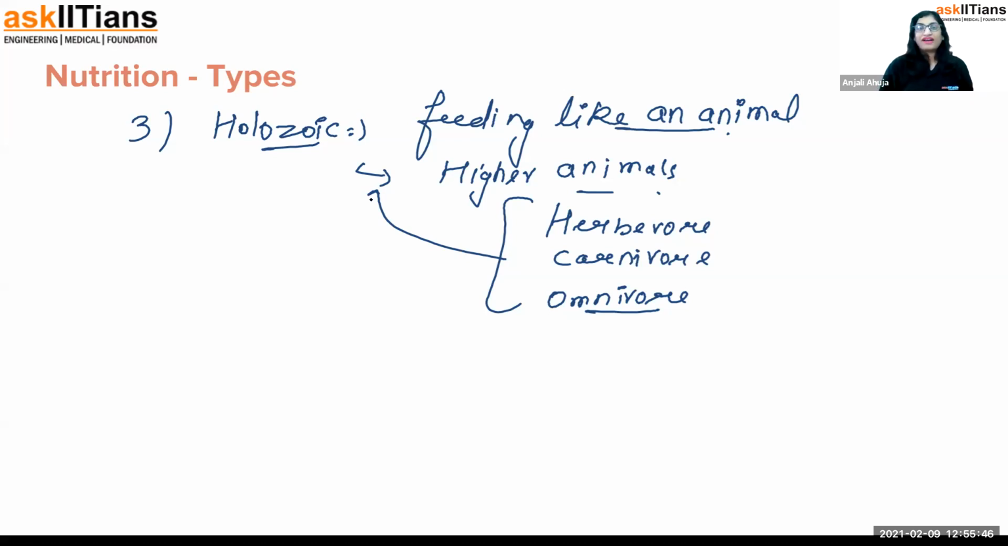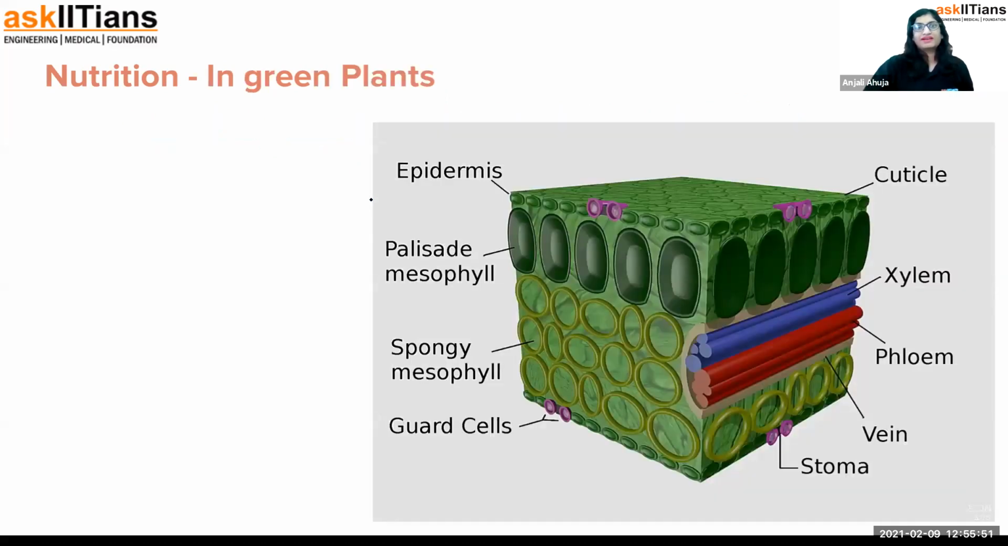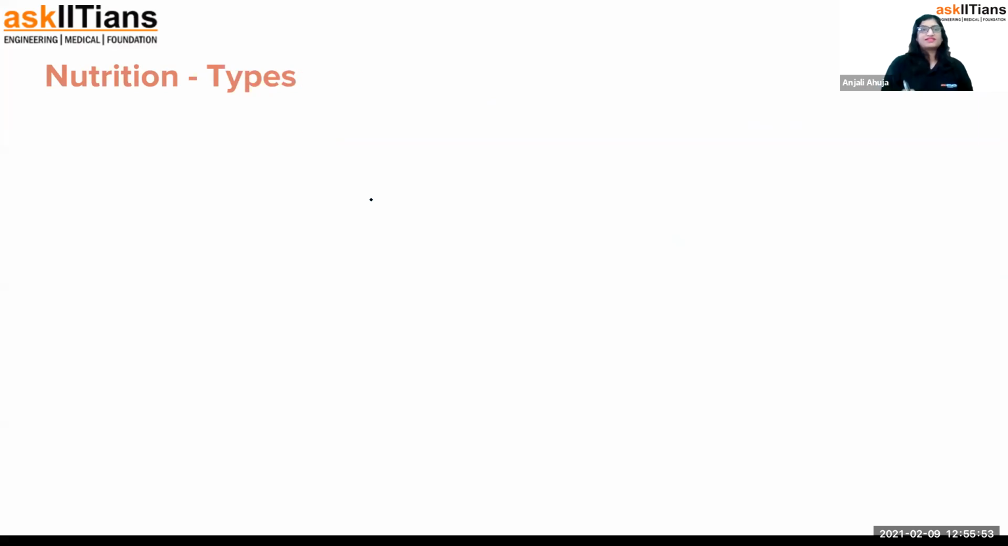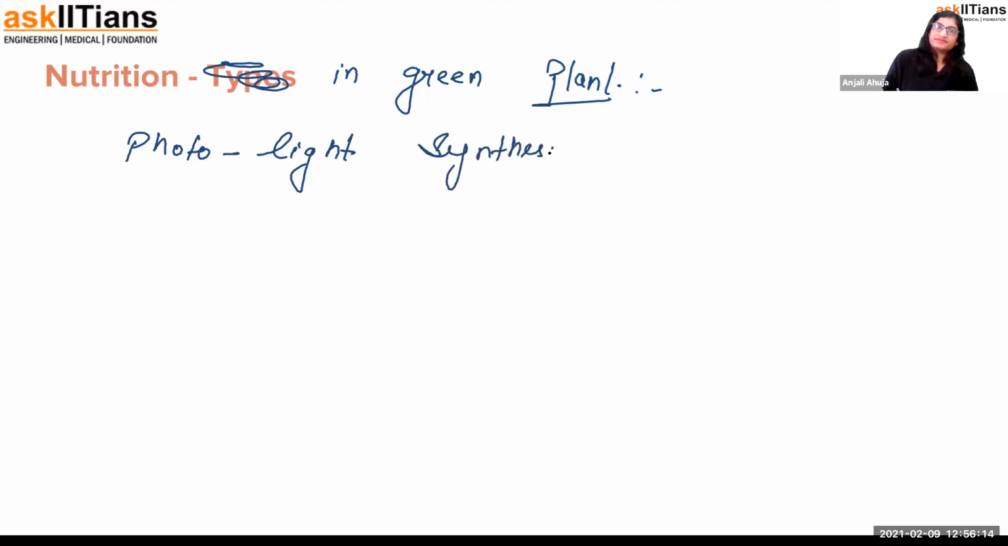The next thing that we have to do is nutrition in green plants. I have a blank space, I suppose I can just use it for writing nutrition in green plants. So basically, guys, we know that in plants photosynthesis happens. Photo means light, and synthesis means to prepare. To prepare the food in the presence of sunlight.